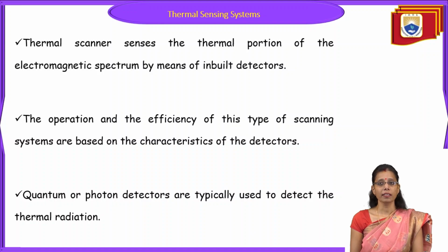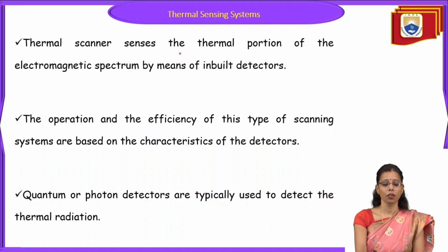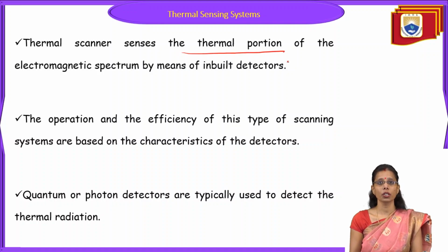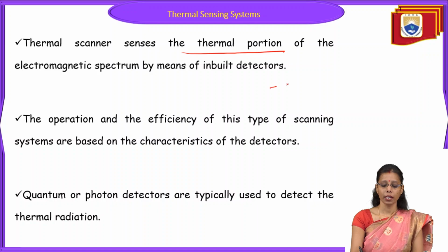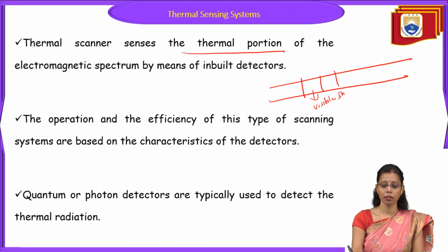Next, coming to the thermal sensing systems. These types of scanners will only work in the thermal portion of the electromagnetic spectrum. In the electromagnetic spectrum, there is a thermal portion after the visible region. So if this is the visible region, next we have infrared, then we have thermal. Okay, so thermal region, then further microwave, then we have radio. So like that, it will go on.